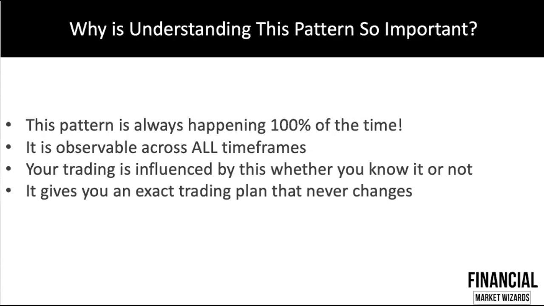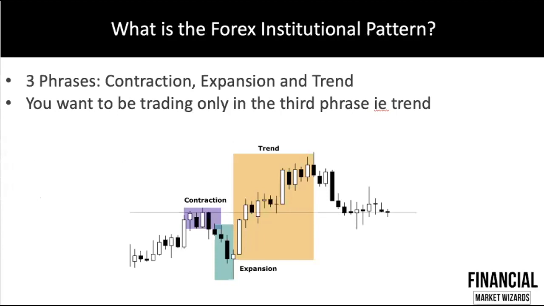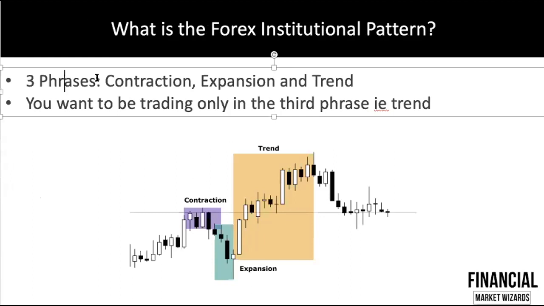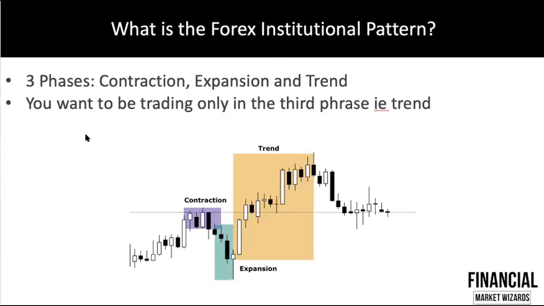Now you might ask, what is the Forex institutional pattern? The Forex institutional pattern is made of three phases, not phrases. It's made of contraction, expansion, and trend. Not to worry, I'll go into greater detail for each of these phases, but just know for now that there are three phases: contraction, expansion, and trend.